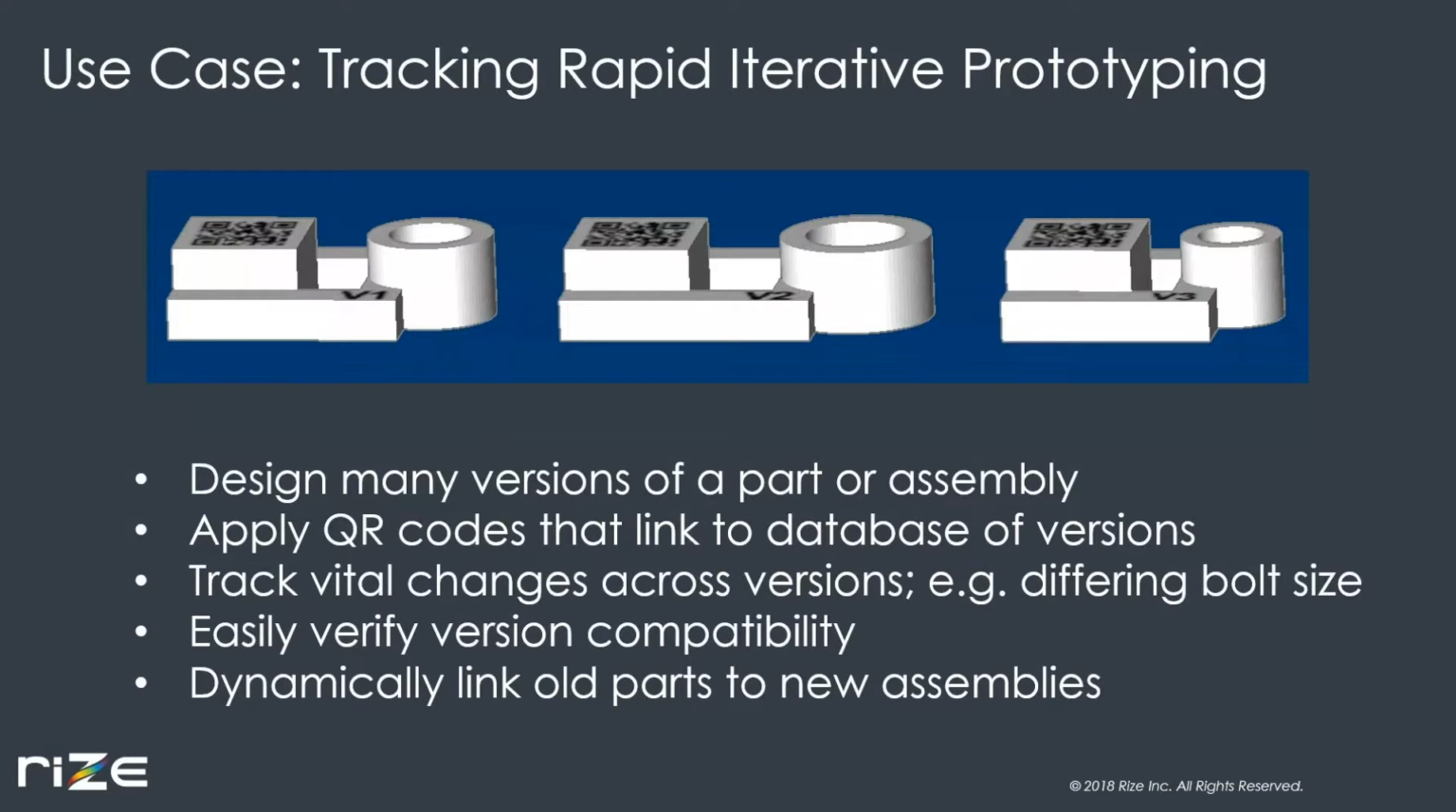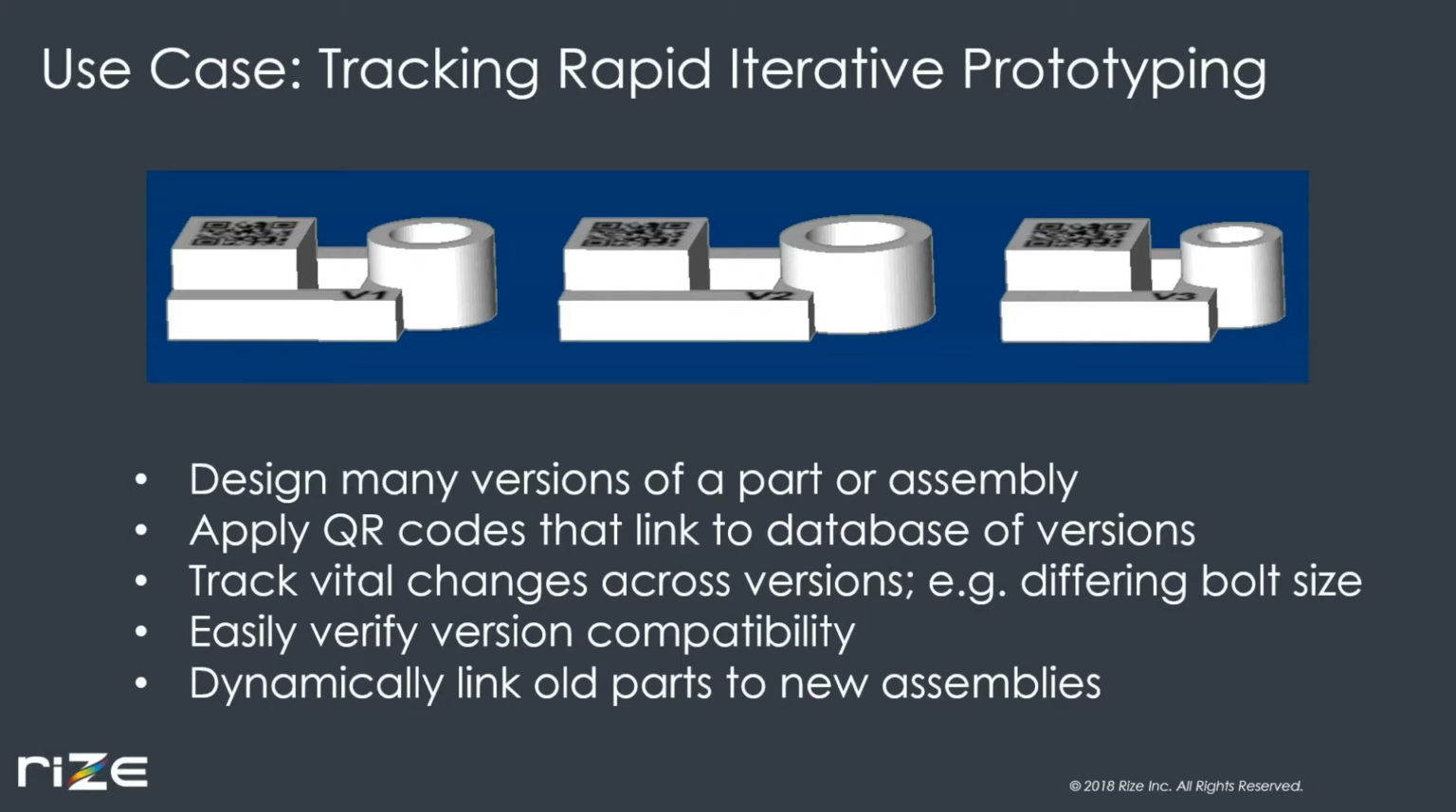Here is a specific use case of QR codes. In a prototyping situation where a part or assembly is going through many version iterations, applying QR codes to each printed part can help keep things straight. Using a QR code to link each part to its location in a database can help to track changes across versions of printed parts. For example, if you've printed several versions of a part where each version requires a different bolt size, then just by scanning the QR code, the linked database can tell you which hardware you'll need for each part. It can also tell you the relationships in an assembly among parts with different version numbers.